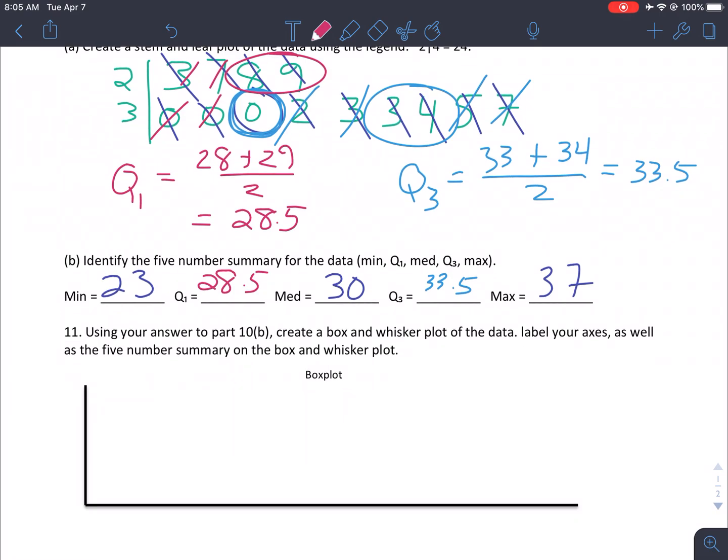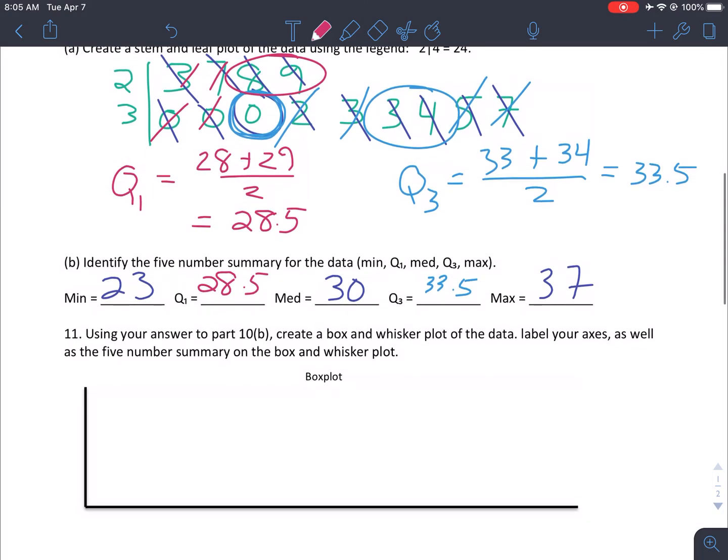Finally, using your answer from Part 10b, create a box and whisker plot of the data. The highest value is 37. So I could start at 0 and probably go by 5s up to 40. 5, 10, 15, 20, 25, 30, 35, 40.